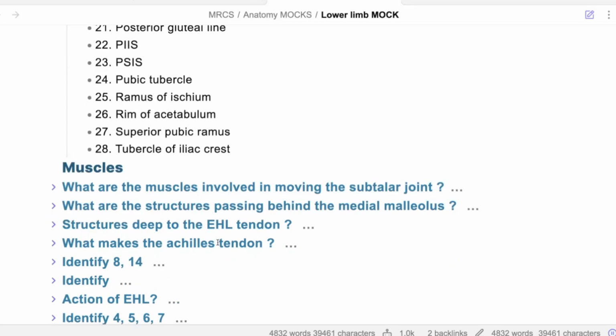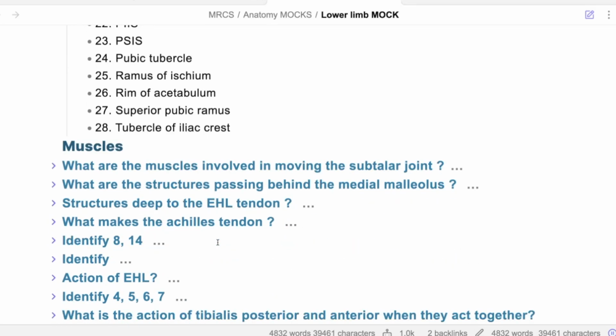A little bit of muscles. What are the muscles involved in the subtalar joint? The subtalar joint causes eversion and inversion. So eversion occurs when there is a combined action of the tibialis anterior and posterior. Can you say again? Inversion is caused by the combined action of the tibialis anterior and posterior, and eversion is caused by the action of the peroneus longus and brevis.